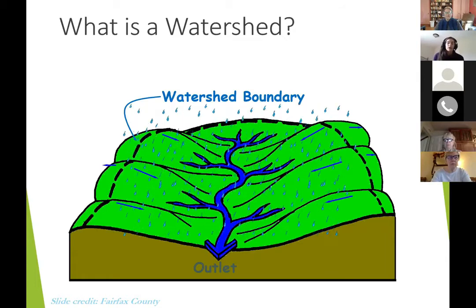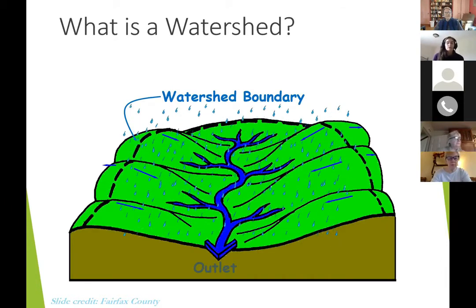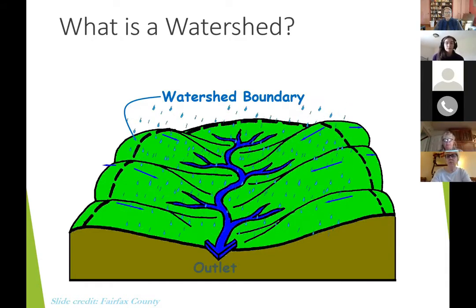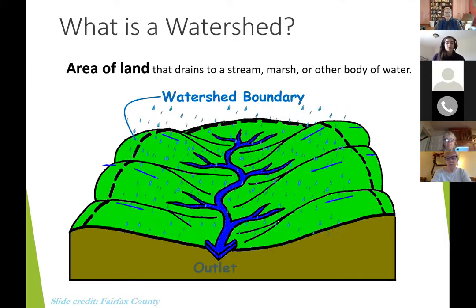So if we use fertilizer, herbicides, or pesticides on the landscape, if there's oils and other heavy metals from cars, all of those things do eventually find their way. If we don't pick up our pet waste properly, we have some slides. So again, the definition: an area of land that drains to a stream, marsh, or other body of water.